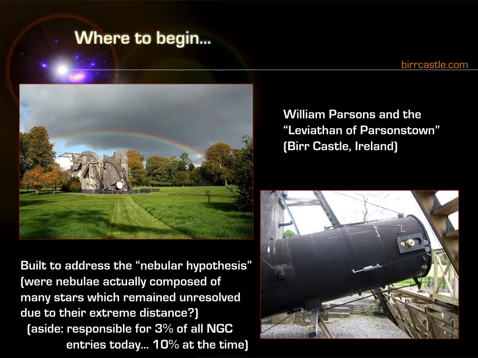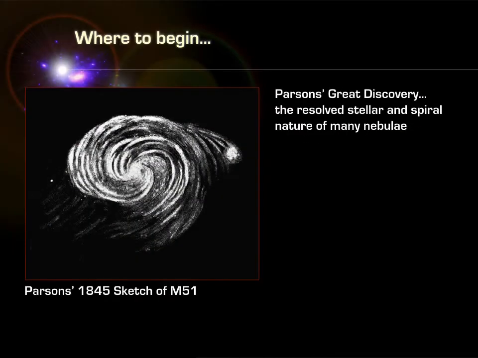So one of the first things that he did in 1845 when this telescope was built was he pointed at one of these well-known fuzzy blobs. It's called the Whirlpool Galaxy now, or M51. And that's the sketch that you can see. And so his great discovery at the time, 1845, was that the first fuzzy blob that he pointed at actually did resolve into something with coherent structure, with spiral arms.